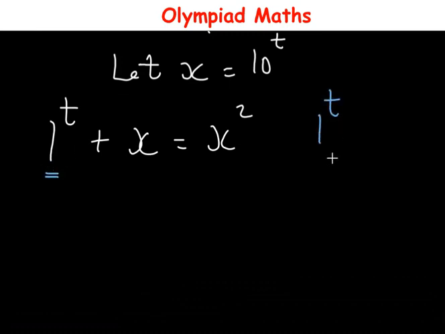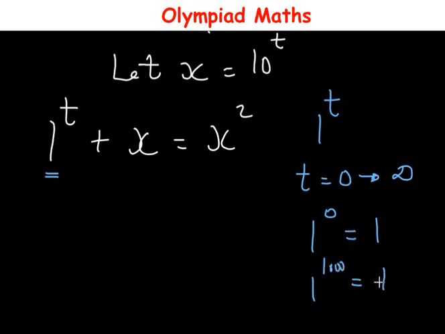Now, looking at 1^t, let's suppose that t is a real number. So t can range from any value from 0 up to infinity. If you assume that t is a real number and then you raise 1 to a real number, let's say 0, what you will get is 1. Even if you raise 1 to 1000, you will still get 1. So this means that 1^t is 1, plus we have x is equal to x^2.